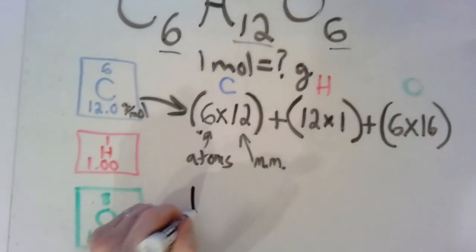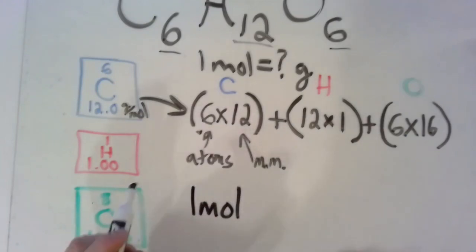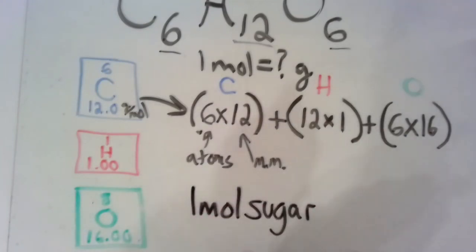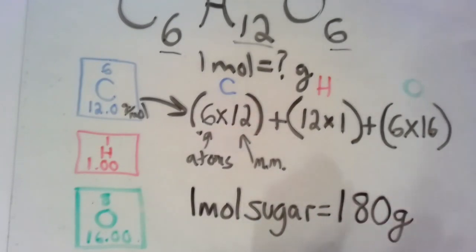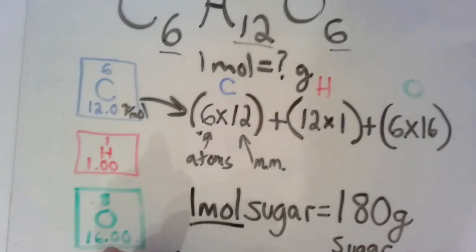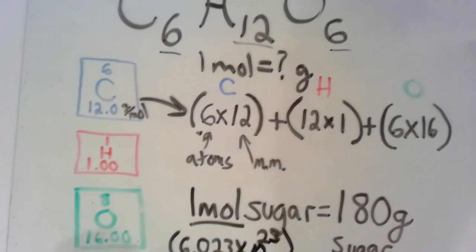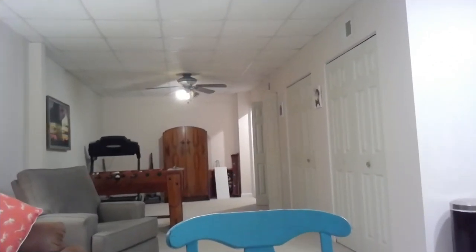is that 1 mole of sugar is equal to 180 grams of sugar. So now I know what is also ultimately saying that 6.023 times 10 to the 23rd molecules of sugar is equal to a weight of 180 grams of sugar. Okay, I think we're getting the hang of this right about now.